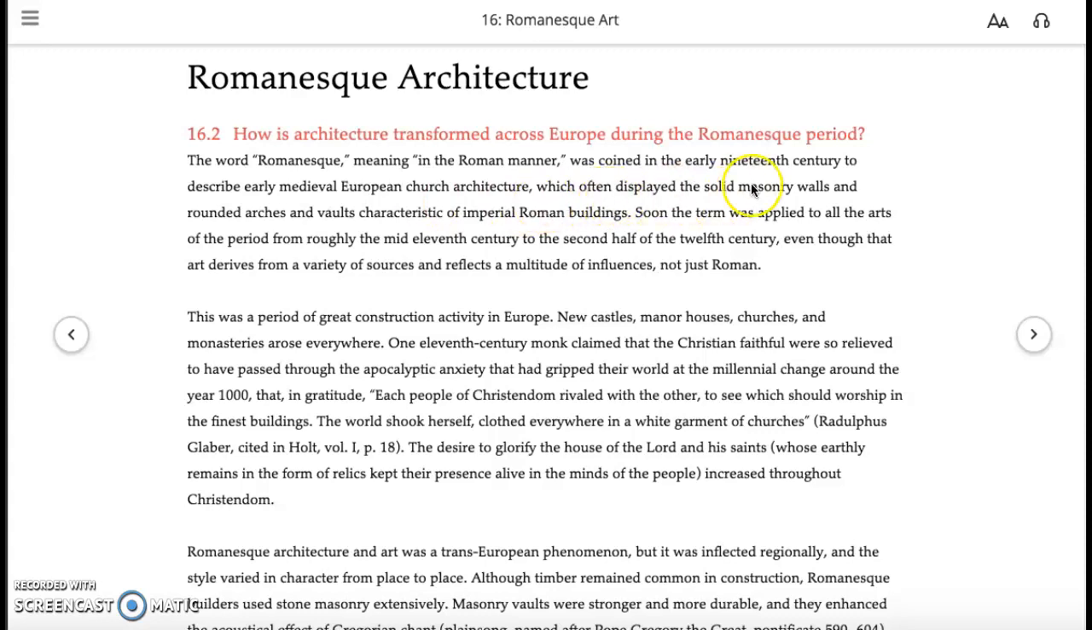Why? Because you have the three things that are key. Solid masonry walls. Masonry can be brick masonry, but we're not talking about brick masonry here. We're talking about stone masonry. Stones piled up to become a wall. And when you use stones like that, you need rounded arches and vaults. The ancient Romans knew that because they built this way.